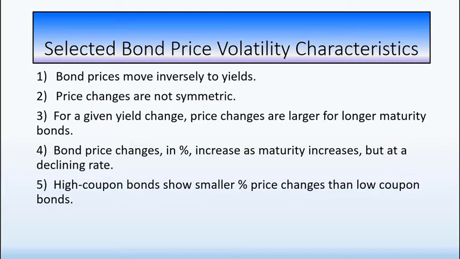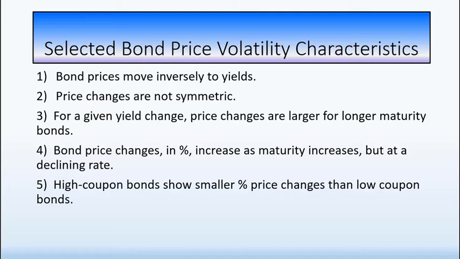So let's take a look at selected bond price volatility characteristics. And by the way, what we mean by bond price sensitivity is how bond prices change with respect to interest rate changes. That's what we're looking at. How do bond prices change with respect to interest rate changes? The first characteristic is that bond prices move inversely to yields. We know that. We've been talking about that. And so that's nothing new.